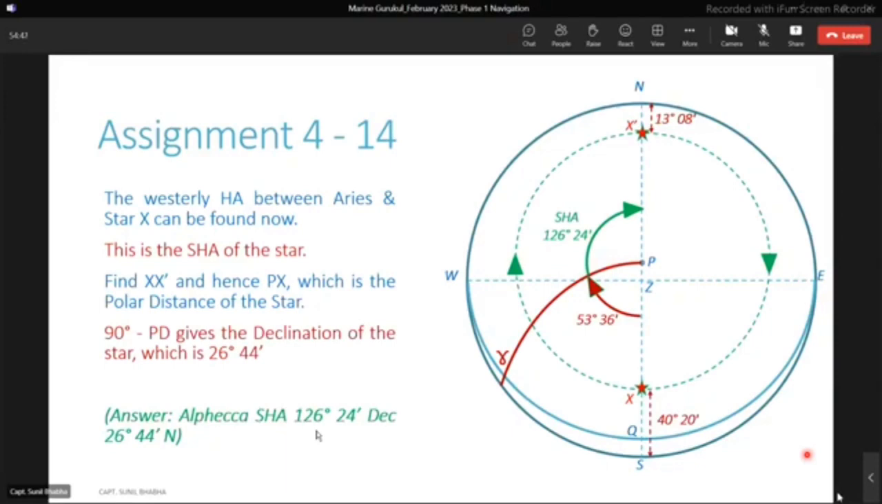Sir, one doubt, sir. This red line is not a declination, right, sir? The red one is the celestial meridian passing through Aries, right, sir? Yeah, that's right, beta. The red line is basically representing the celestial meridian of Aries. Okay, sir. Okay, great. So no more doubts, beta?